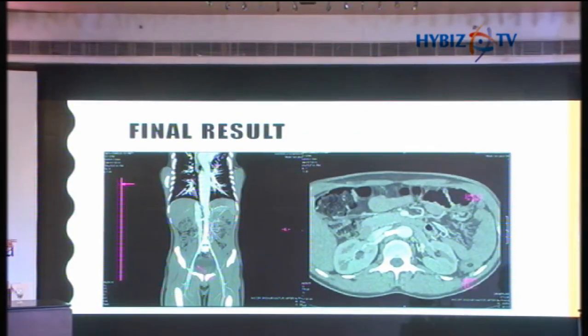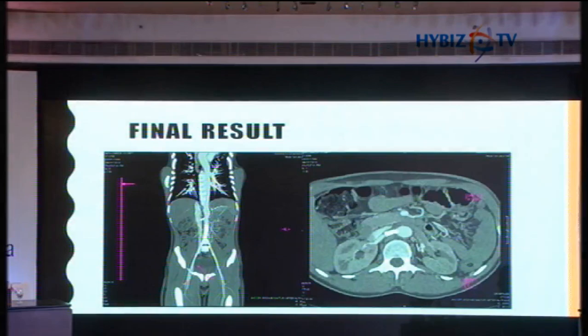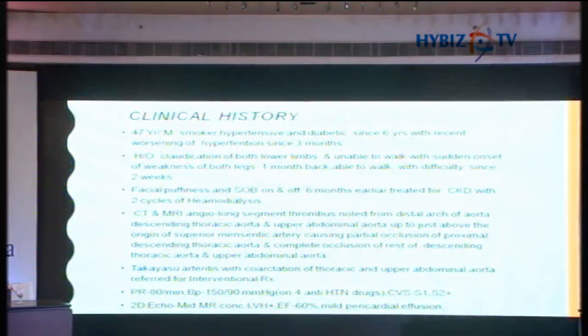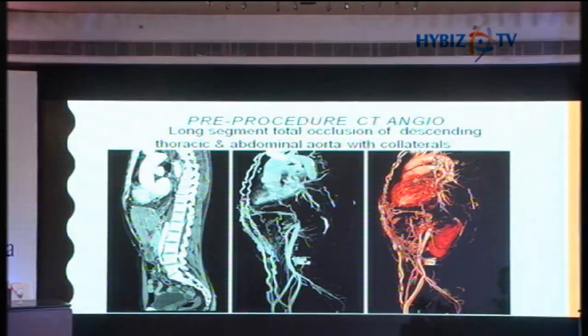This is the 1 year follow-up CT angio. We can see a long segment aortoiliac bifurcation was created, and the right renal artery was stented. This is another 47-year-old male. You see the image, long segment occlusion of the aorta. He presented with sudden onset of paraparesis and renal failure, a very unusual presentation. Paraparesis, elevated creatinine, and he was a construction worker.